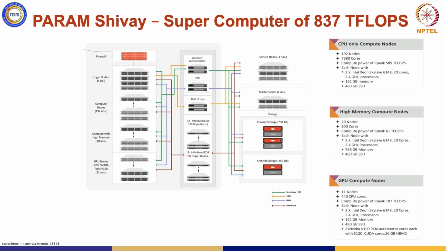If you see the GPU compute node specifications here, you have about 11 nodes with 440 CPU cores, and then you have 2 V100 PCI accelerated cards, each with 5120 CUDA cores. This is with each node which you're talking of. So this is the total design of your PARAM Shivay cluster.